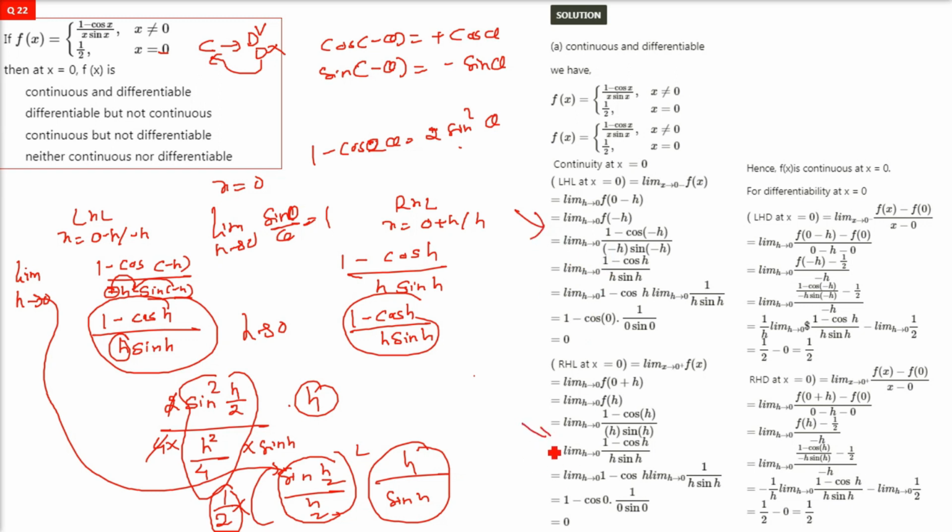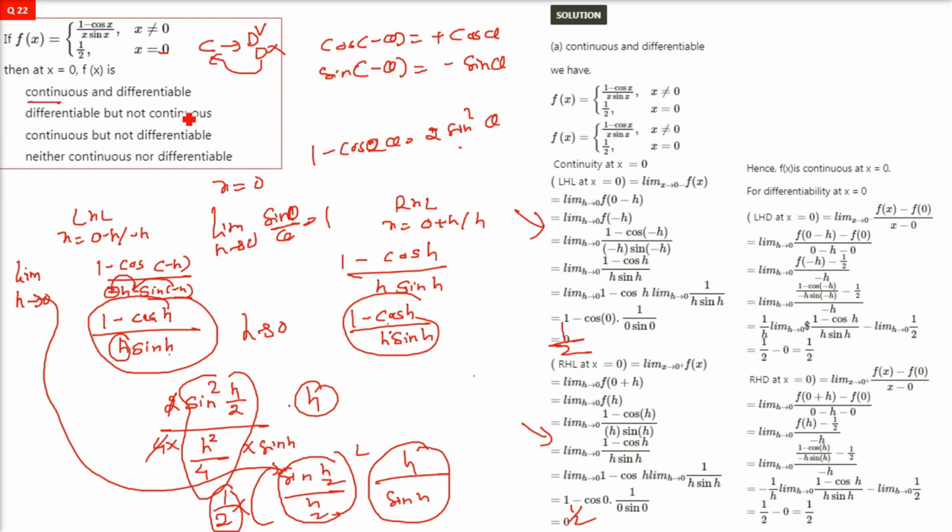So these are different solutions being provided, and on the internet you will find a number of solutions. But this is the best solution I can give you, because both the values are half. When both are half, the left hand limit and right hand limit are equal, so you can say this function is continuous. Continuity we have checked.